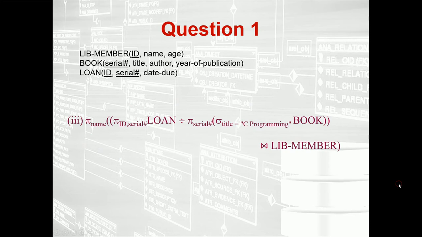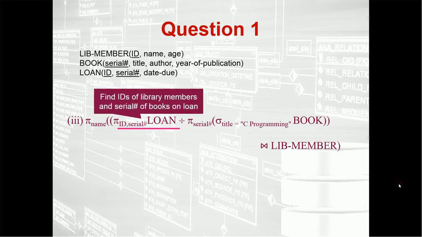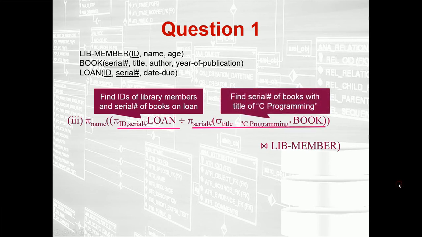Please press pause at this point if you need time to attempt this question. In question 1c, the left-hand side of the divide operator looks for IDs of library members and serial number of books on loan whereas the right-hand side looks for serial number of books with title of C programming.